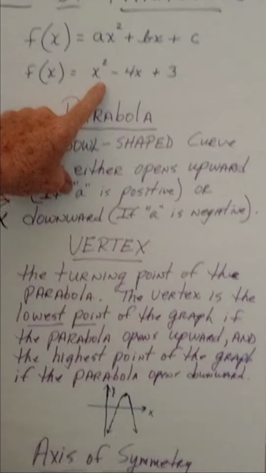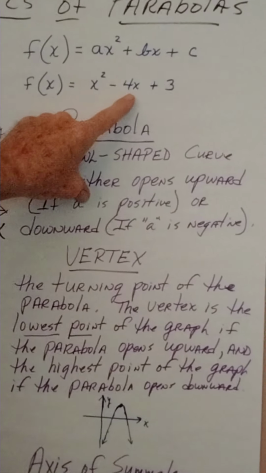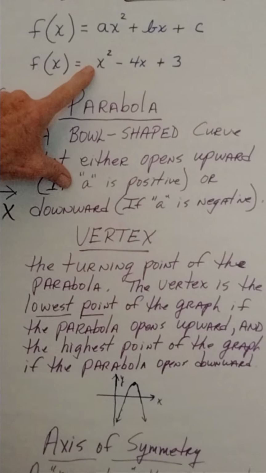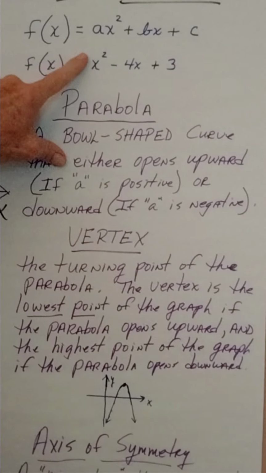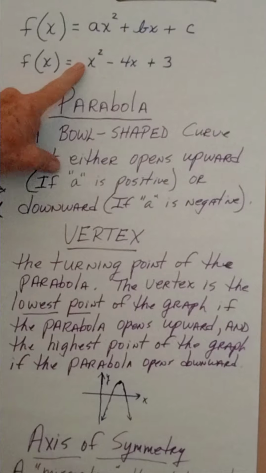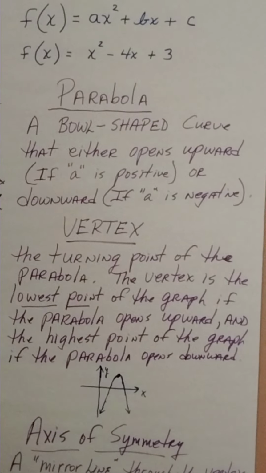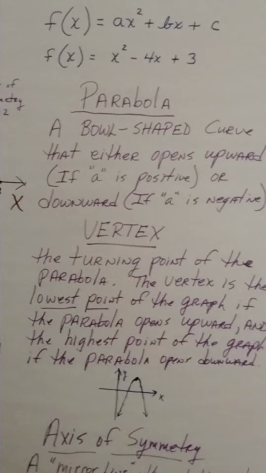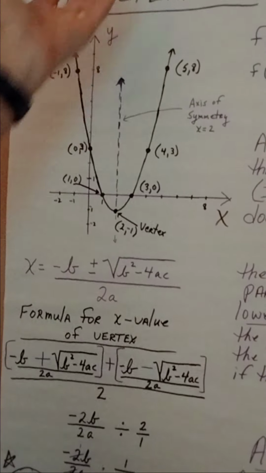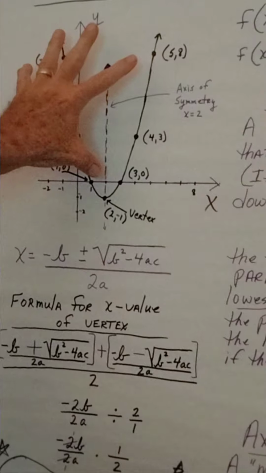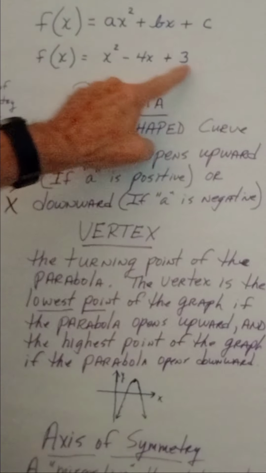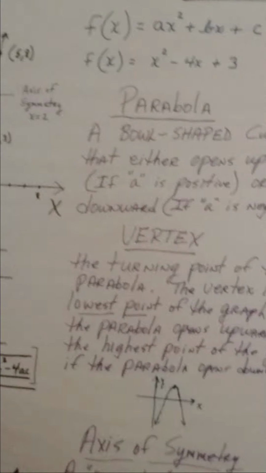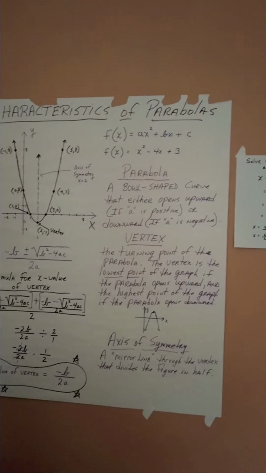Now, this function right here, f of x is equal to x squared minus 4x plus 3. Let's look at the coefficient of the quadratic term, which is our a. The value of a is 1. 1 is positive. That means that the parabola is going to open upward. And this happens to be the parabola for this quadratic function. So that's what we mean by a parabola.